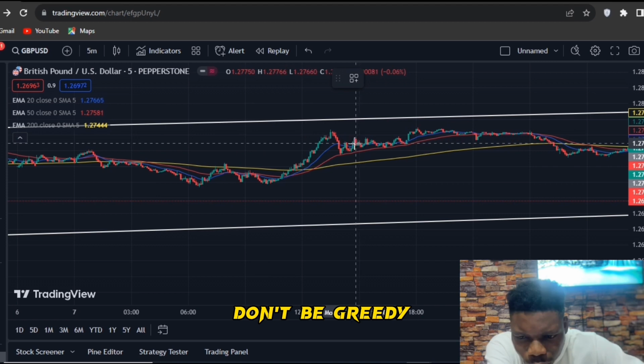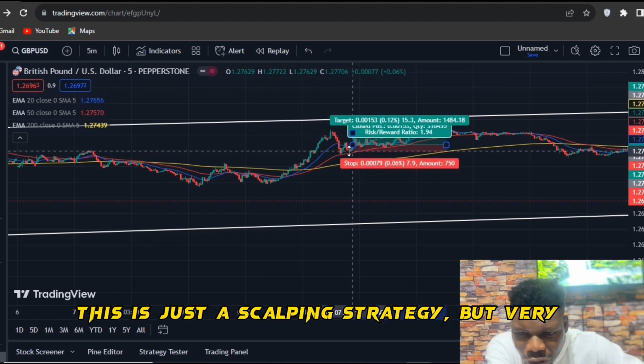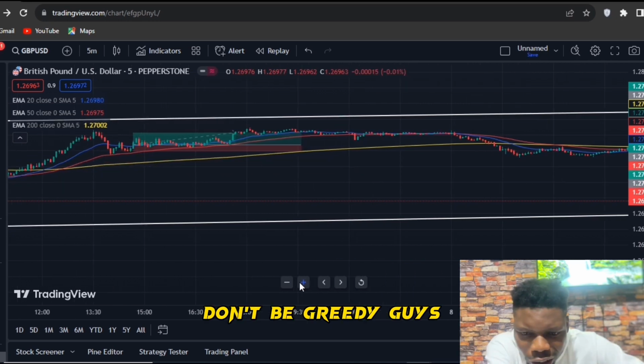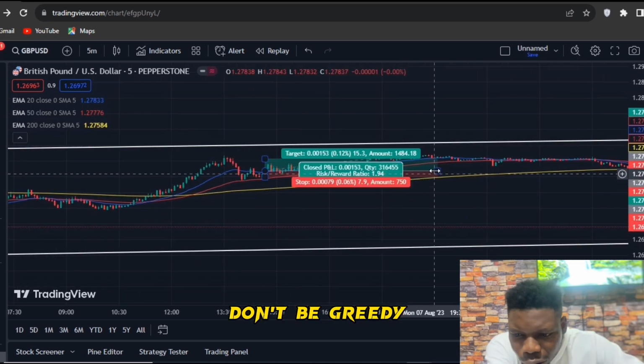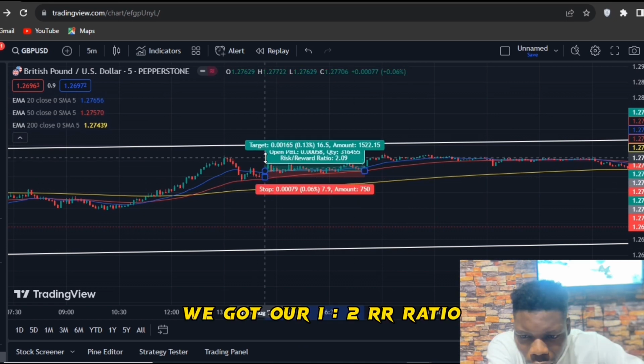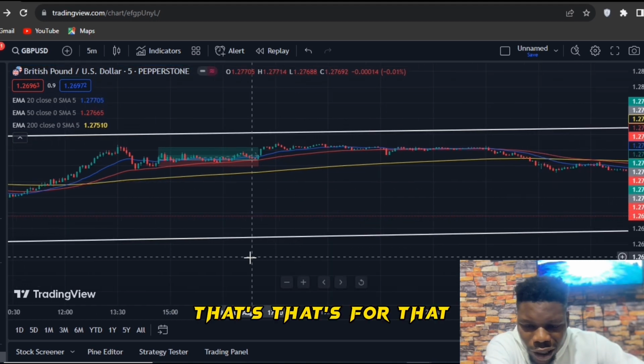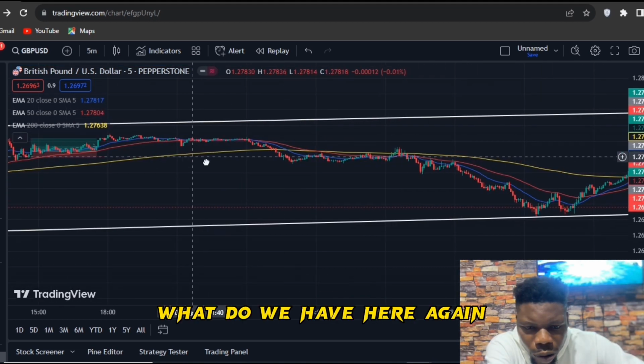Don't be greedy, guys. This is just a scalping strategy, but very, very profitable. We got our 1 to 2 risk reward. Very, very smooth. That's for that. What do we have here again?